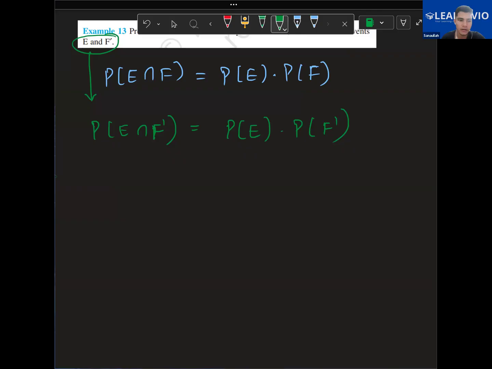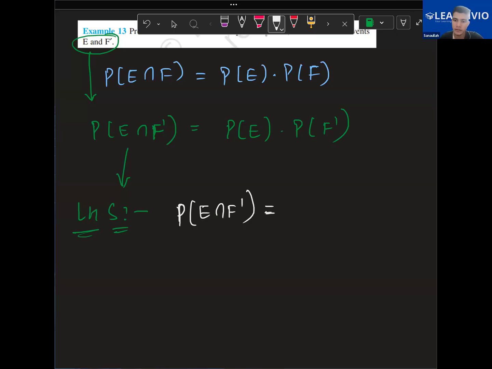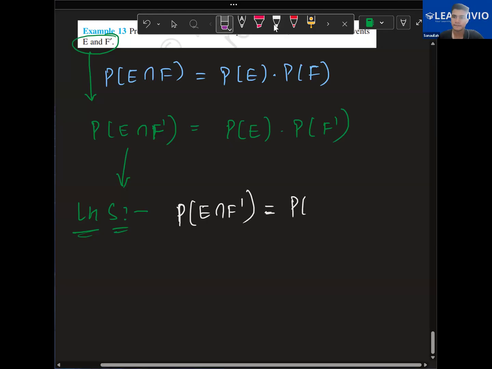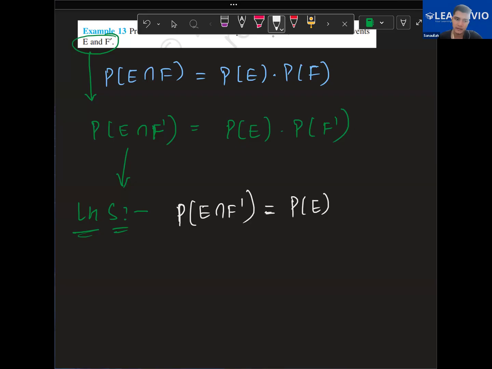So what we can do? All right, I'm taking this LHS. I told you this formula in the previous class. You can write this as probability of E minus probability of E intersection F.